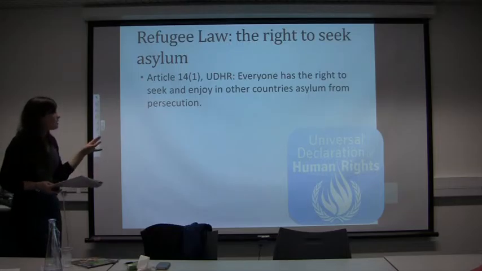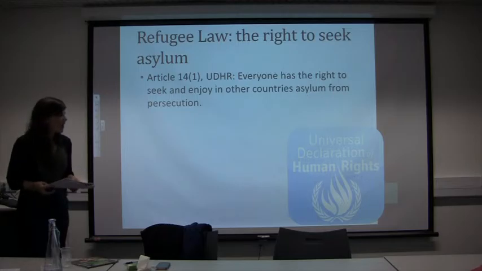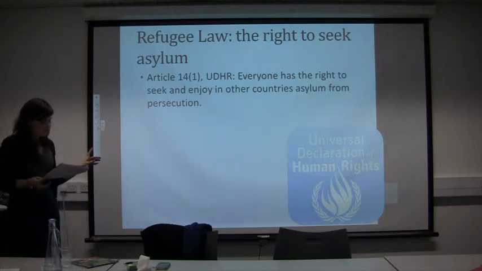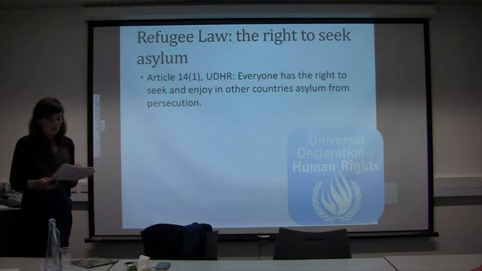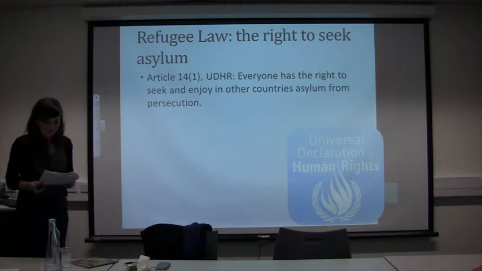So it's clear that there's a right to leave your country. We've looked at that previously. However, there is no general right of asylum that's opposable to another state. So scholars agree that this provision affords the individual a right to seek asylum without specifying who has the duty to give effect to that right.